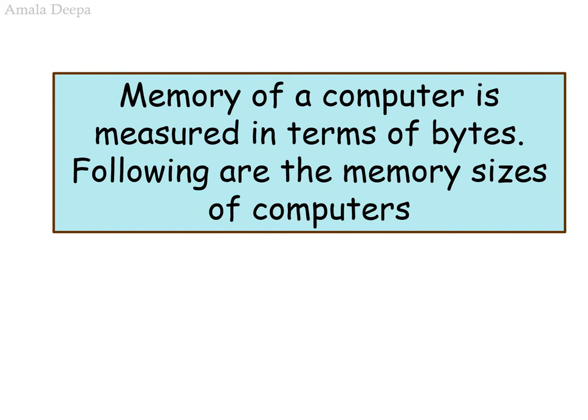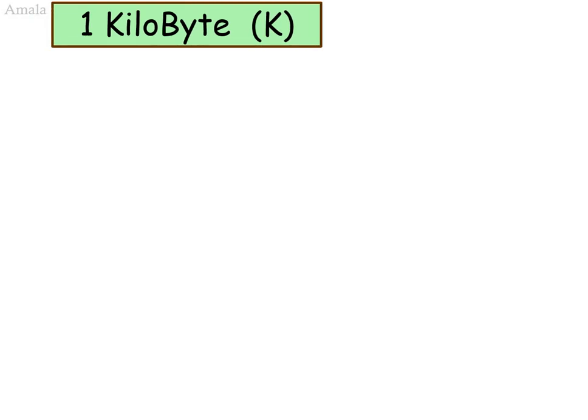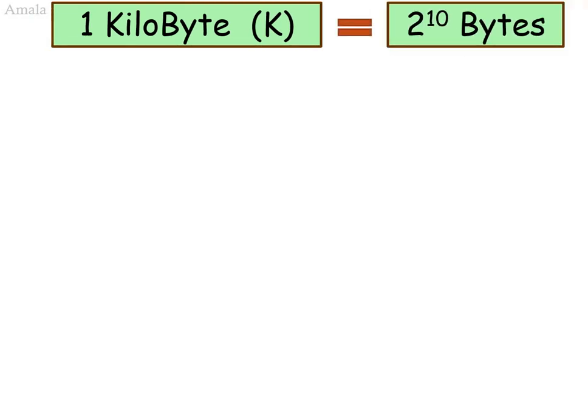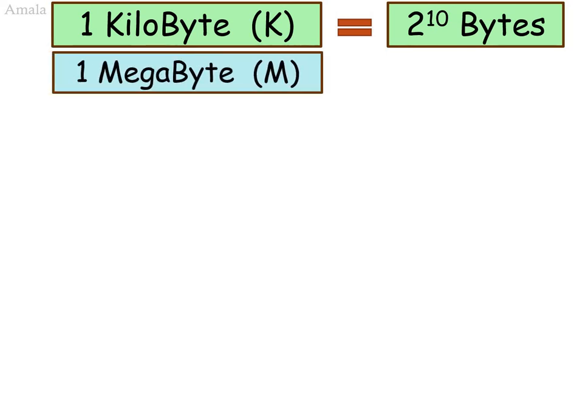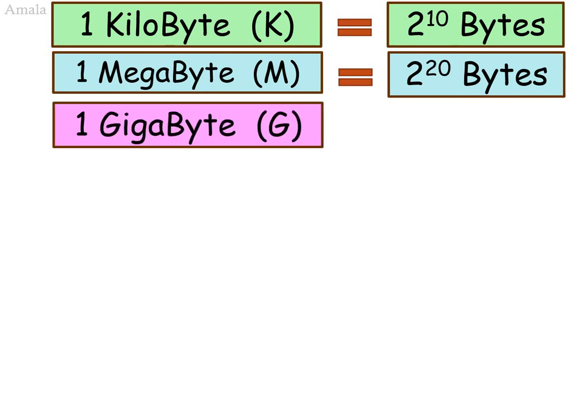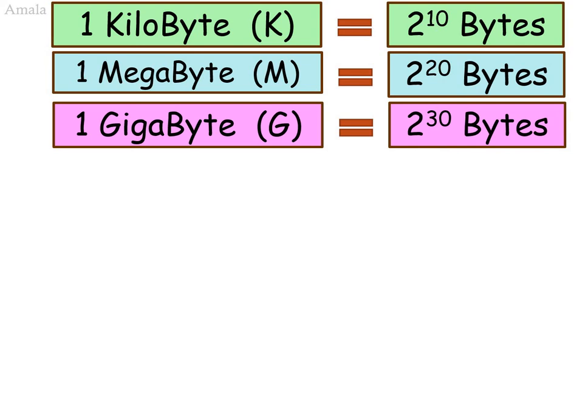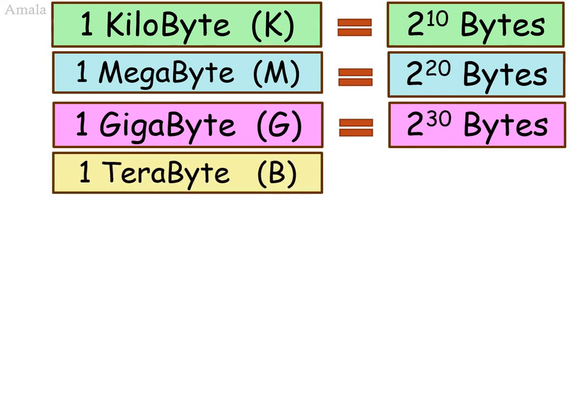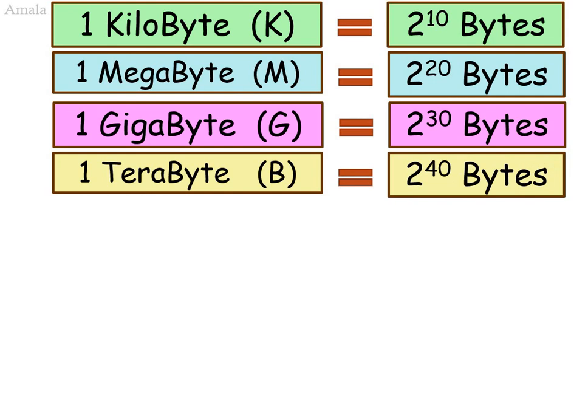Memory of a computer is measured in terms of bytes. Following are the memory sizes of computers. 1 kilobyte is equal to 2 power 10 bytes. 1 megabyte is equal to 2 power 20 bytes. 1 gigabyte is equal to 2 power 30 bytes. 1 terabyte is equal to 2 power 40 bytes.